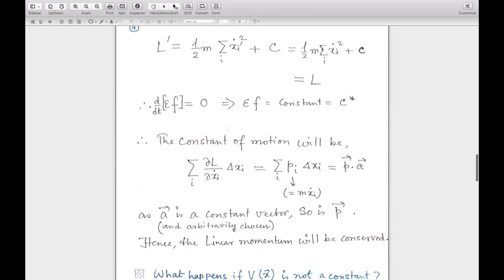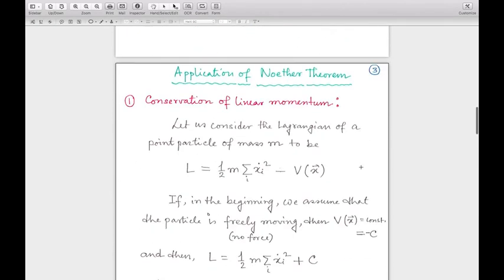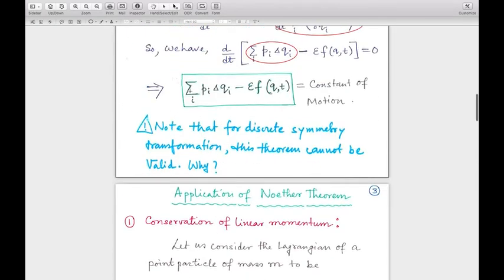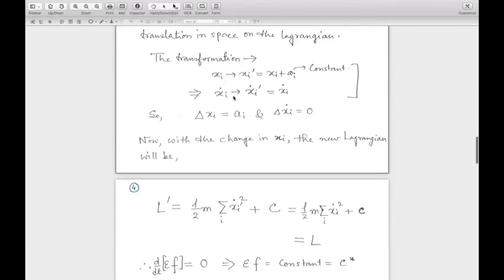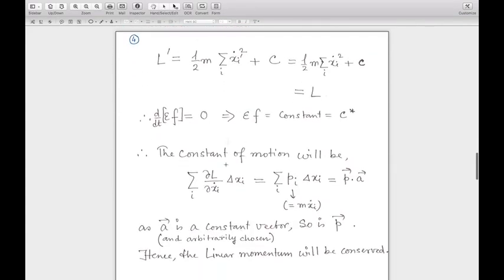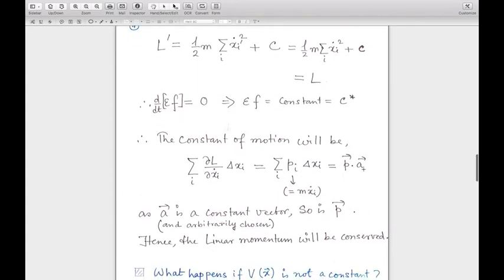Then, as we said, if you can remember, this will be the constant of motion: summation over i of p_i delta q_i minus epsilon f. Now if epsilon f is a constant, then this is equivalent to saying that summation over i of p_i delta q_i itself is a constant, and that's exactly what we used here. Now this is nothing but the scalar product p dot a. Now this is true, so p dot a is a constant.